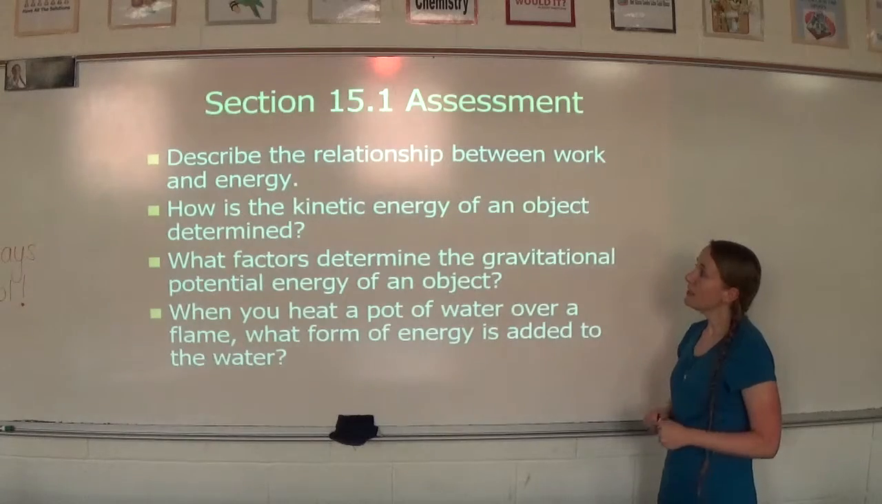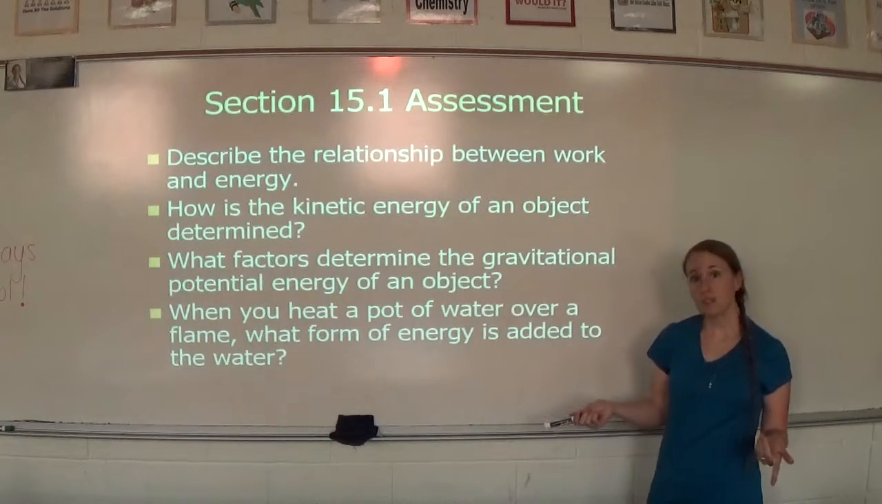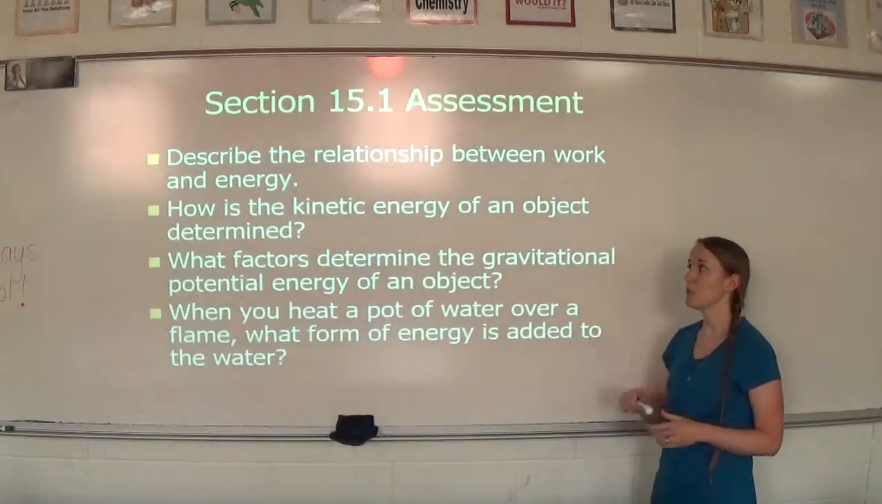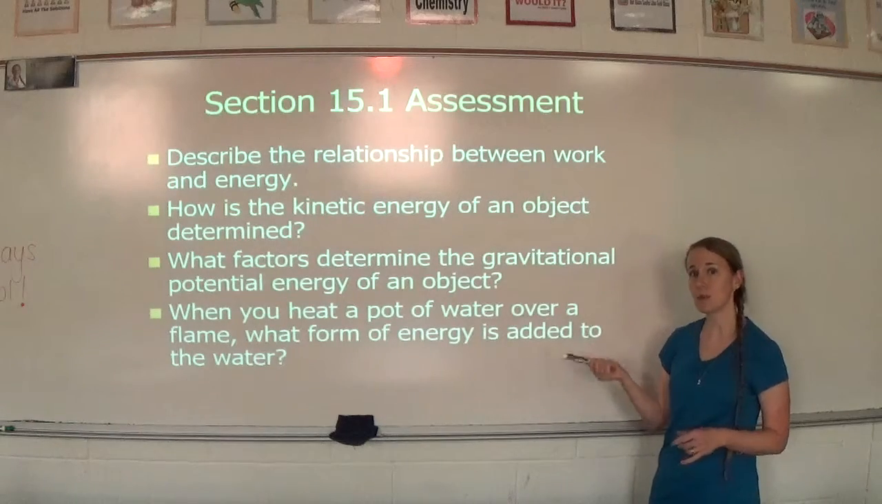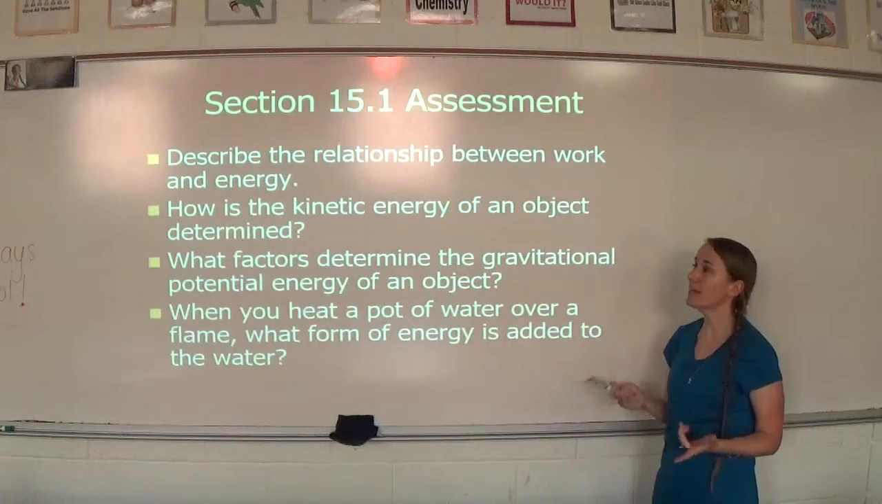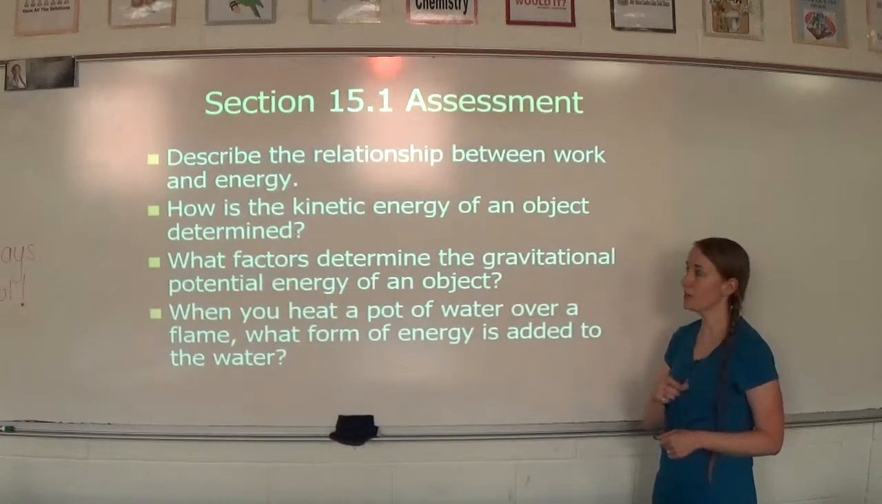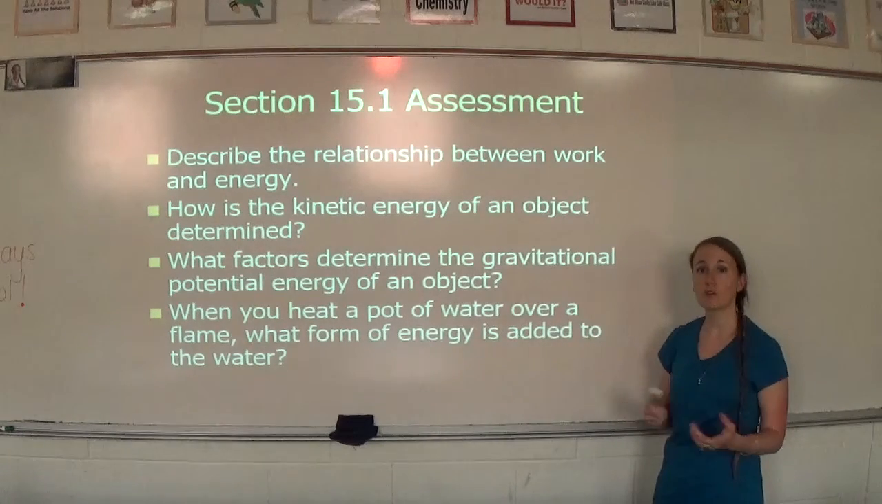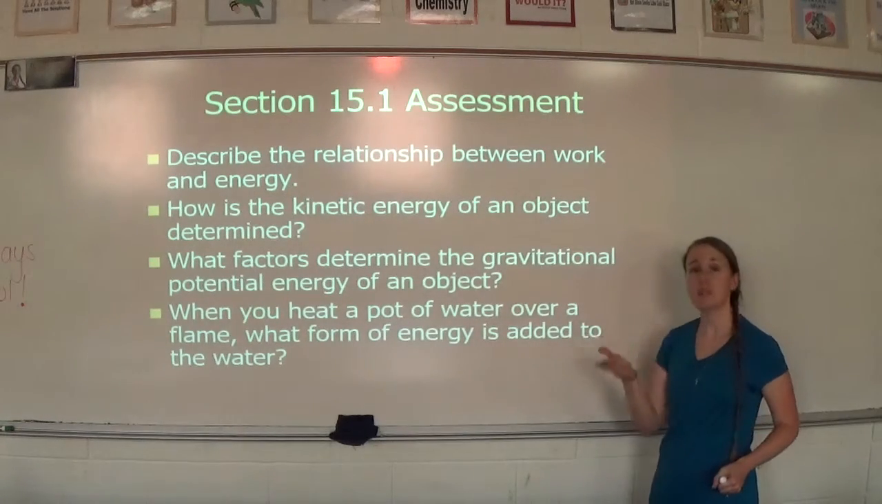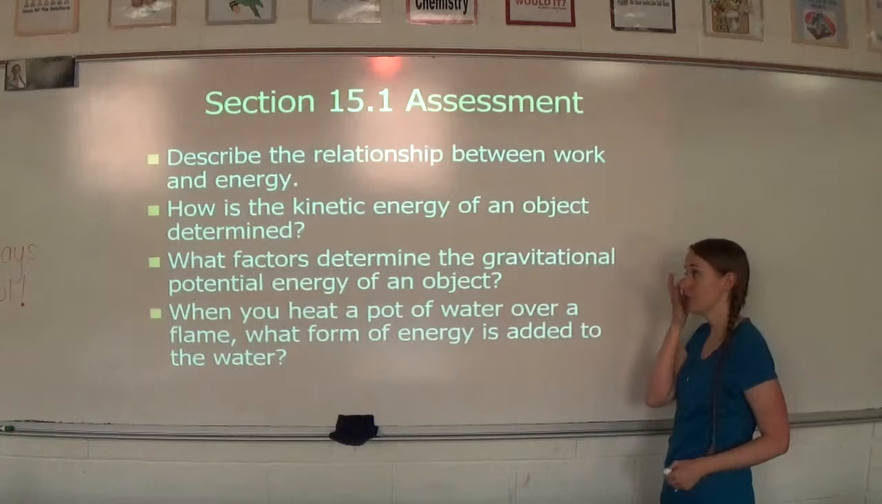So how is the kinetic energy of an object determined? Well, it would just be its formula. So KE equals 1/2 mass times velocity squared, KE equals 1/2 mv squared. Or if you wanted to put it in word form, you could say as long as you know mass and velocity, you can determine kinetic energy.